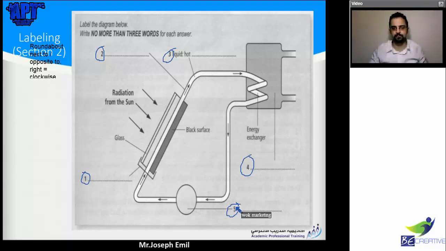Good. Let's take a look here at this diagram. We have glass, we have a black surface, radiation from the sun. Most of the time they will not say this expression. They might say solar radiation or solar rays, maybe something like this. So they will definitely not use "radiation from the sun." You need to understand what this phrase means and then think of other types of phrases that might occur.